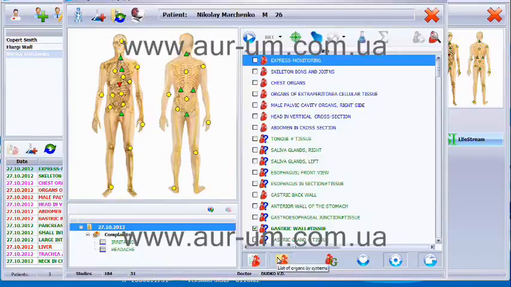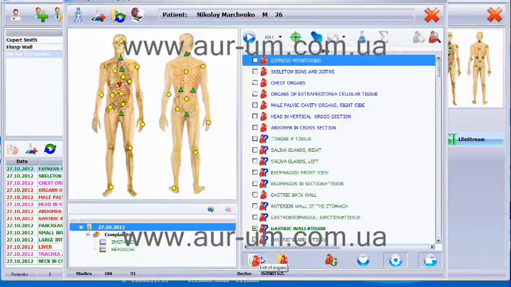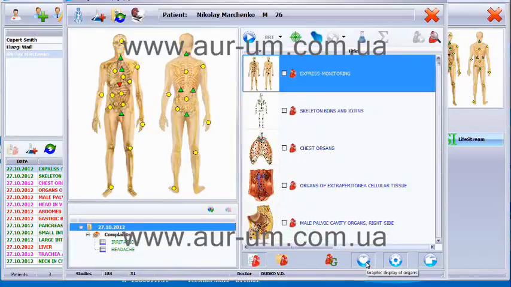Also, we can see a list of organs by systems, so every system will be subdivided into a folder. Another interface possibility that we have to see them is just as we did, as the list of organs. Additionally, we can also see the graphic display of organs. In this case, it will be easier for you in the first steps.